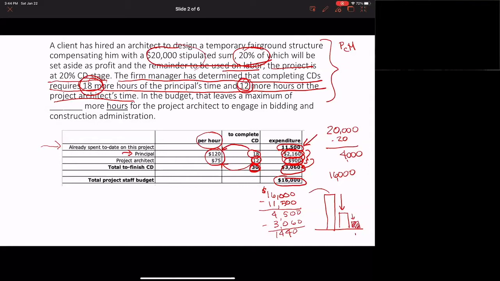The question wasn't how much money do we have left for bidding and construction administration. The question is how many hours do we have left for the project architect to engage in that activity. So we have $1,440, and we have the project architect at $75 an hour. So we can take $75 and divide it into $1,440, and by doing so, we can figure out how many hours we have in total, and that works out to be about 19 hours.